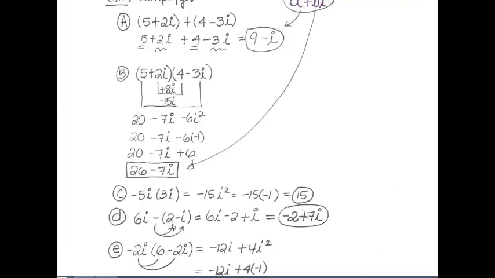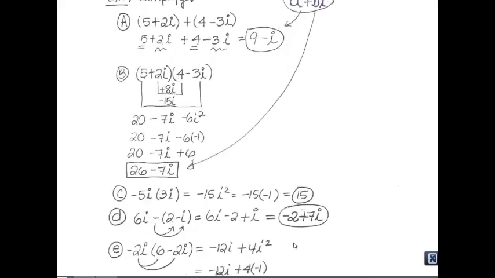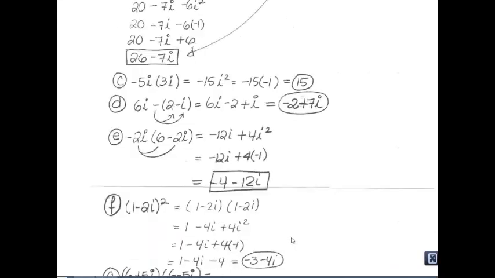Here's an example where they have a negative. Make sure you distribute the negative, so negative times 2 is negative 2, negative times a negative i is positive i. Who can I combine? I can combine 6i with i, but because I want it in this format, I need to make sure to put the negative 2 first, and then 6i plus i is 7i. Alright? Alright, let's go on to the next problems.